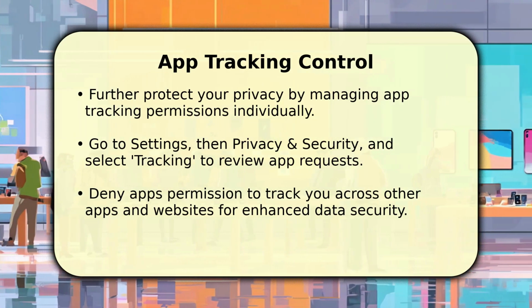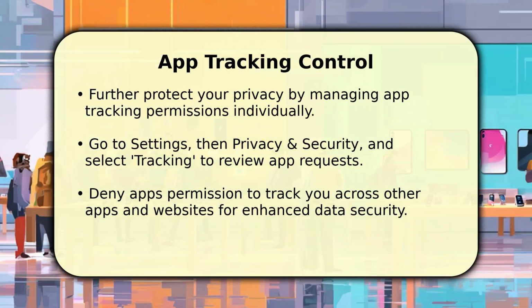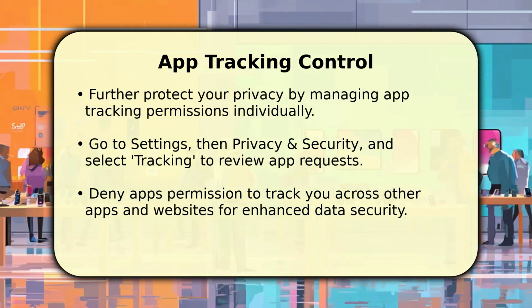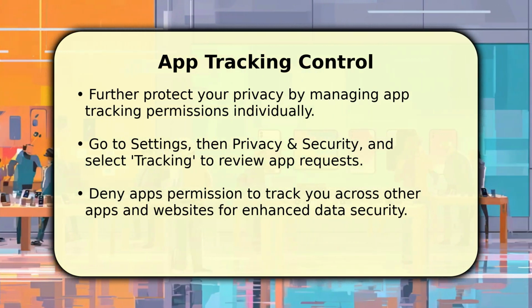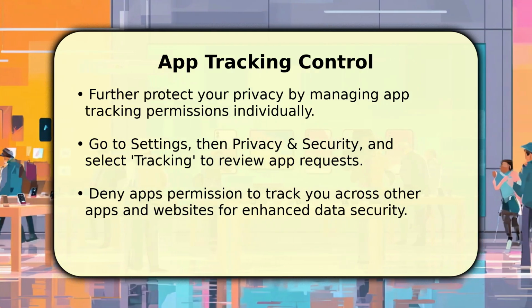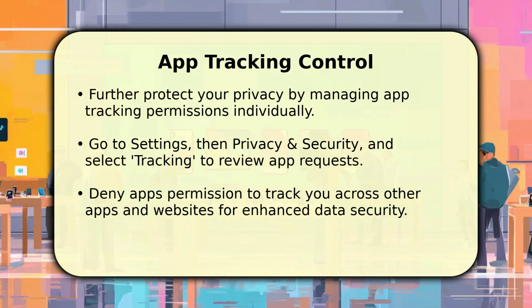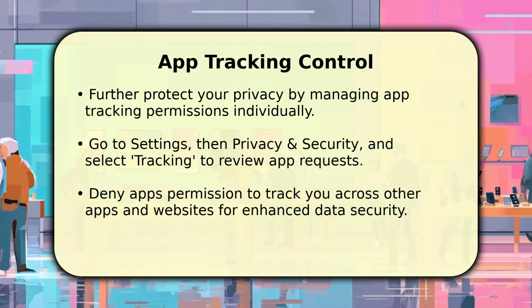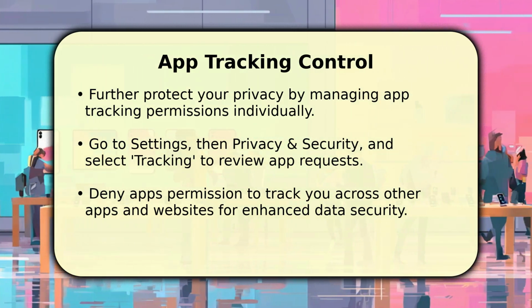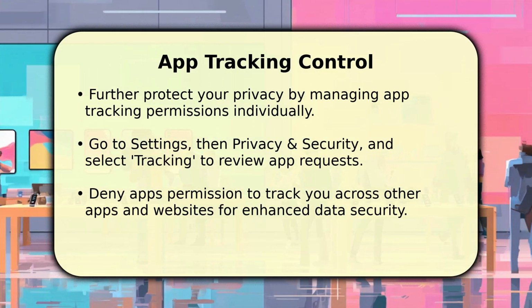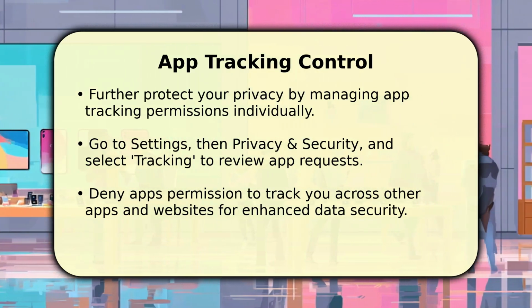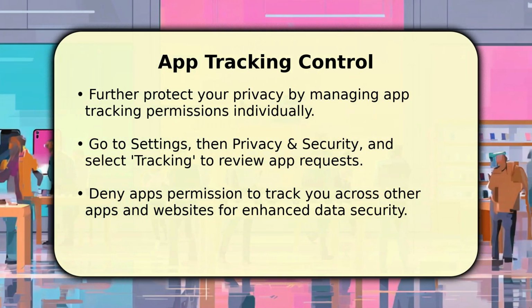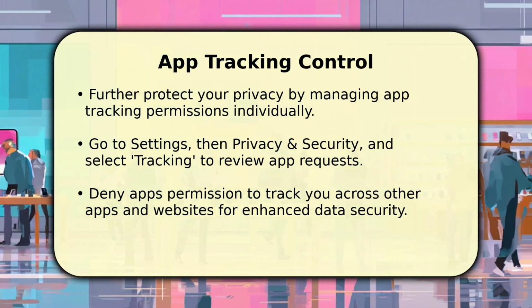To further fortify your privacy, you must manage individual app tracking permissions, especially with Apple's App Tracking Transparency. Head back to your settings, tap on Privacy and Security, and then choose Tracking. Here, you'll see a list of apps requesting to track you across other applications and websites. We highly recommend denying permission for most, if not all, of these requests. This crucial step prevents specific apps from building detailed profiles of your online behavior.